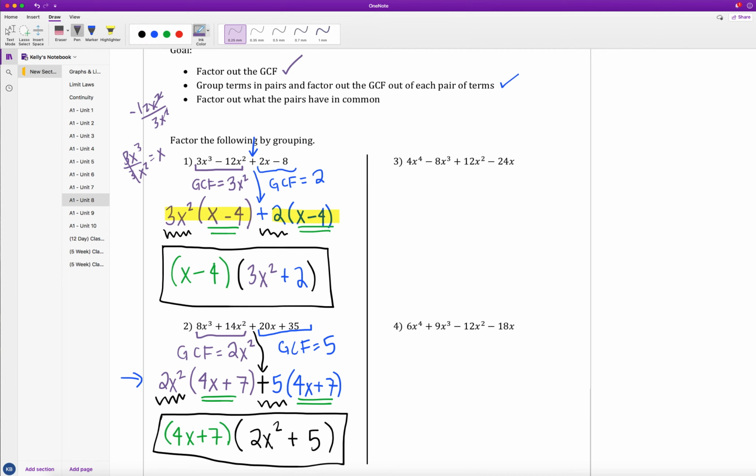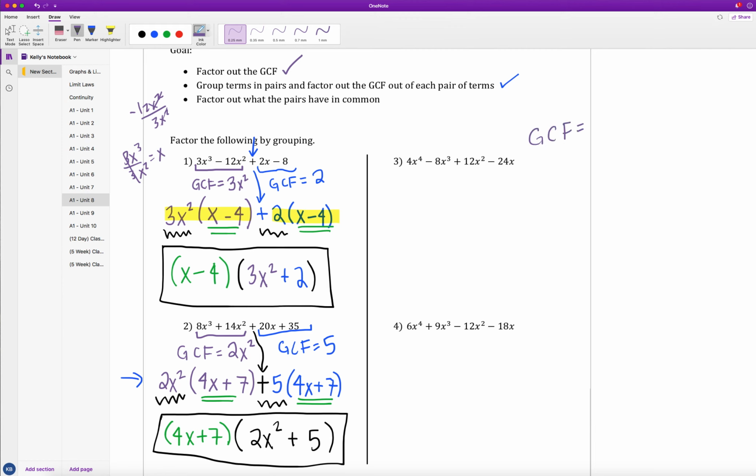Okay, let's look at example 3. In example 3, we have 4x to the 4th minus 8x cubed plus 12x squared minus 24x. First thing I have to think about anytime I'm factoring, regardless of what type or what method we're using of factoring, is do I have a greatest common factor? So between all 4 of these terms, do I have a greatest common factor? What do you guys think?